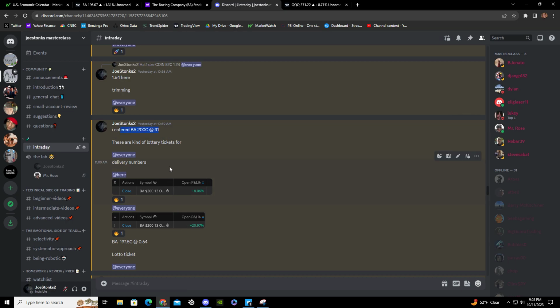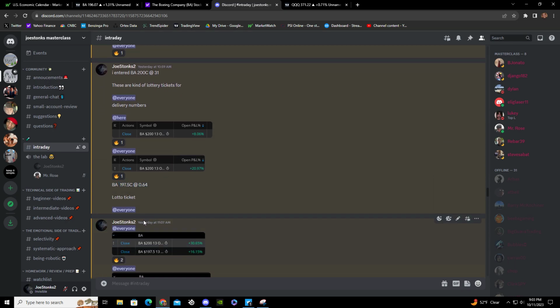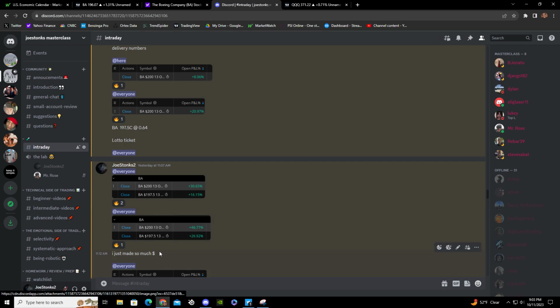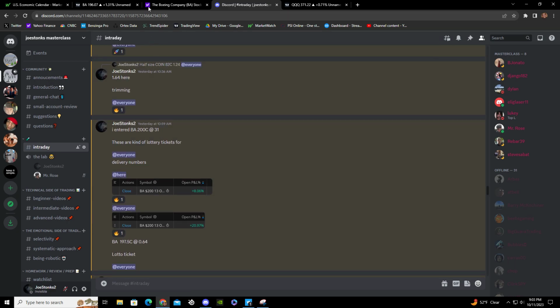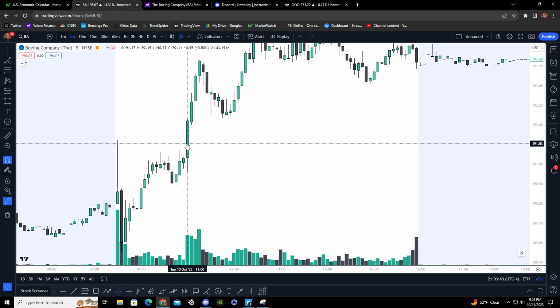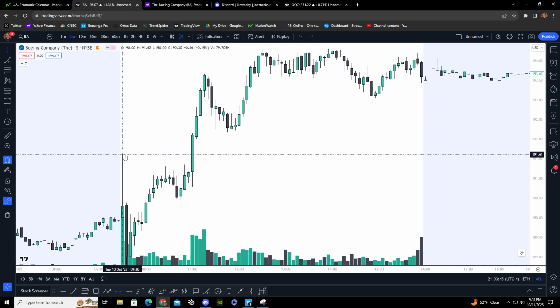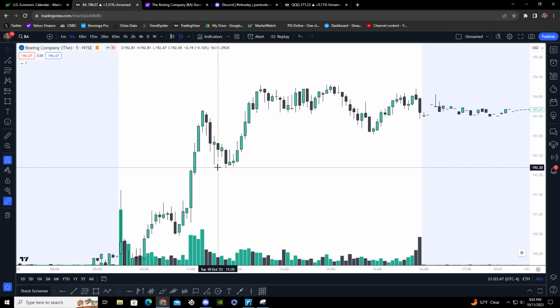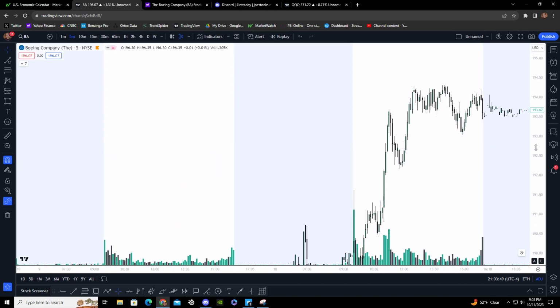100 BA. Lottery tickets for delivery numbers, 197 call, 64. So I picked two strikes. It's at 10:59, so this was also at the clock change. 11 o'clock, clock change, boom, ton of volume, breakthrough this high, and overall just a really nice trade.